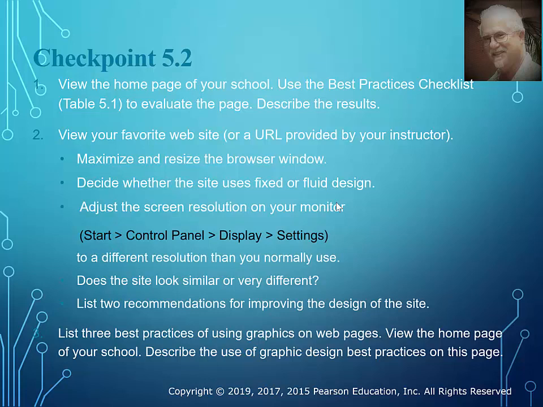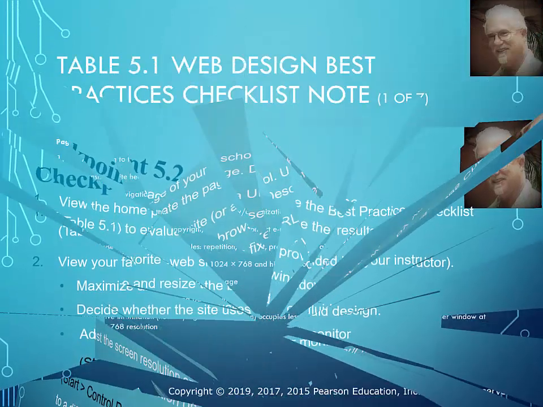Now here, I mentioned before that you can adjust your screen resolution. Here's how you can do that. You can go to that if you're on a Windows machine. You go to Start, Control Panel, Display Settings, and you can change the resolution. And you can always change it back. But change it just to see how things would look in different resolutions.